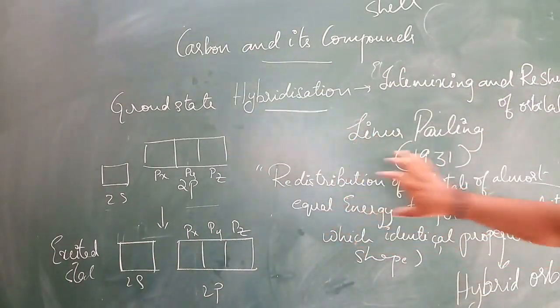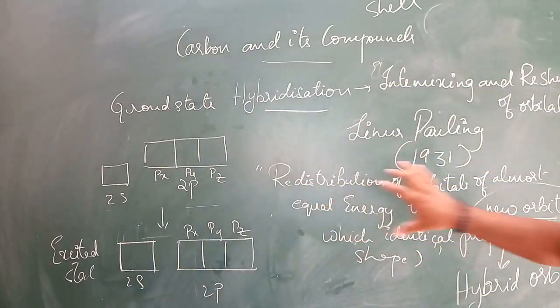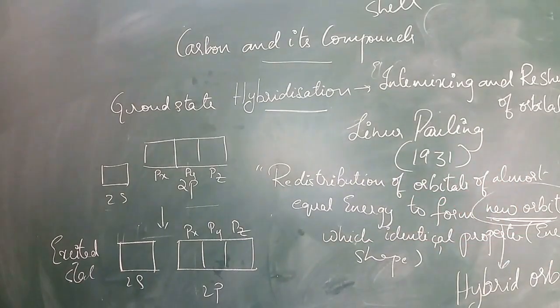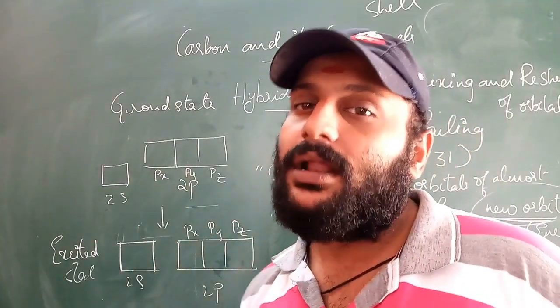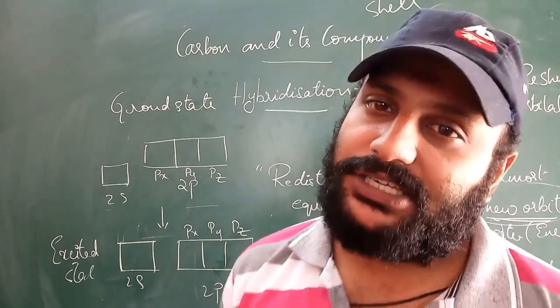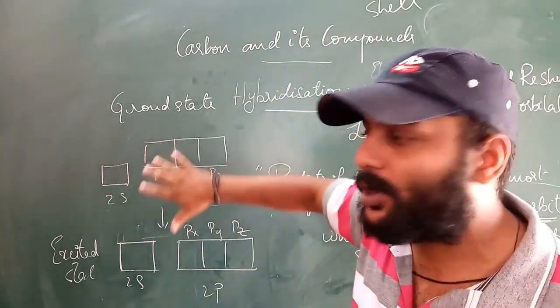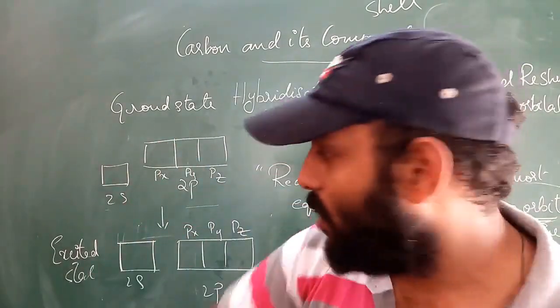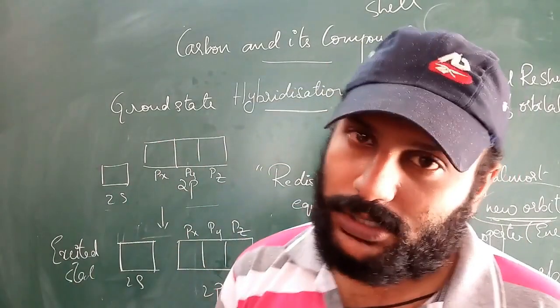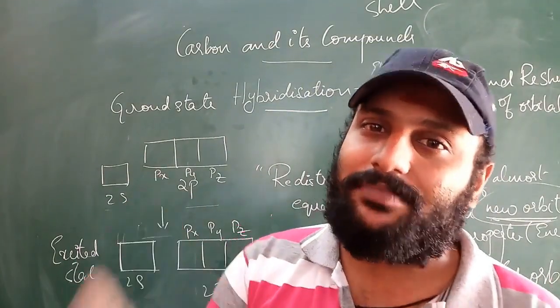Hybridization is nothing but redistribution of orbitals of almost equal energy to form new orbitals which have identical properties like energy and shape. And from that time onwards, we will not be calling them 2s orbital and 2p orbitals. We will be calling them hybrid orbitals. Understood what is meant by hybridization?